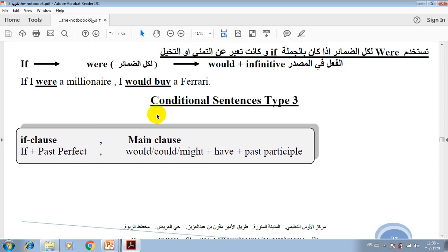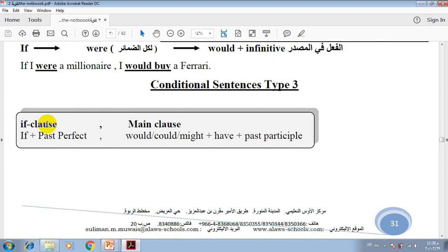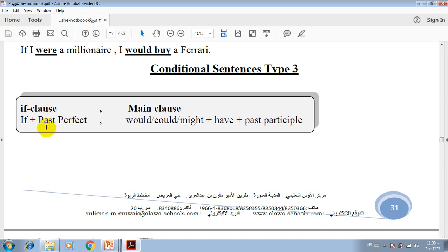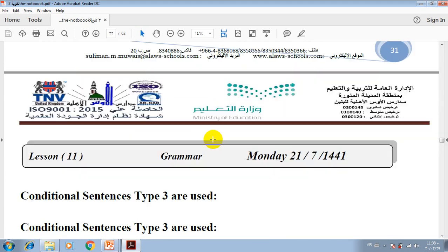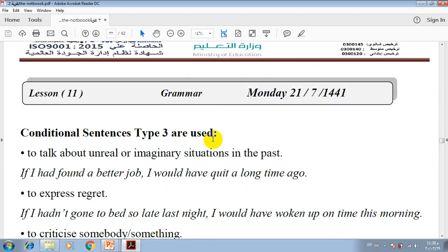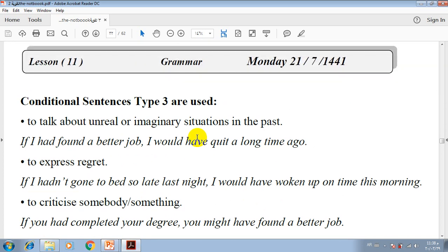Now let's go to type 3, conditional sentences type 3. In the if clause, we use if plus past perfect, and the past perfect is had plus past participle, and in the main clause, the second sentence, would or could or might plus have plus past participle. Let's go to page 32 to complete the rule, my dear students.